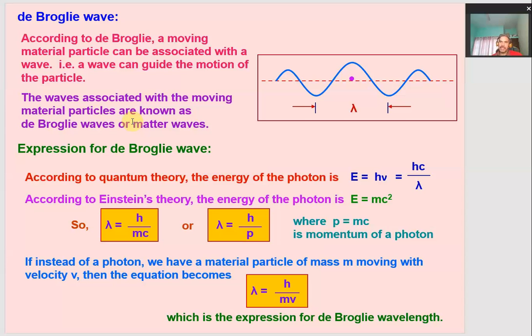It is called a matter wave or a de Broglie wave. He also gave a method to measure the wavelength of this wave associated with the material particle, called the de Broglie wave or the matter wave.